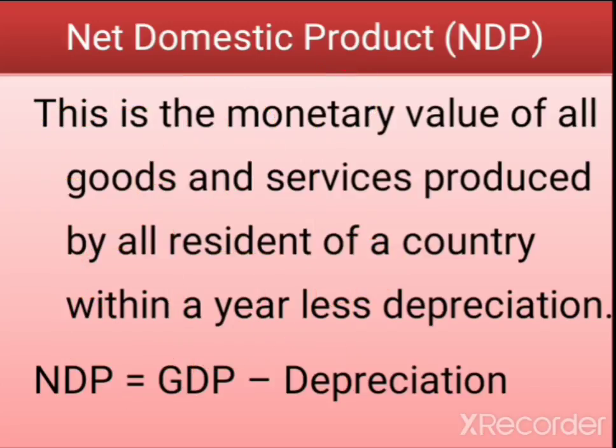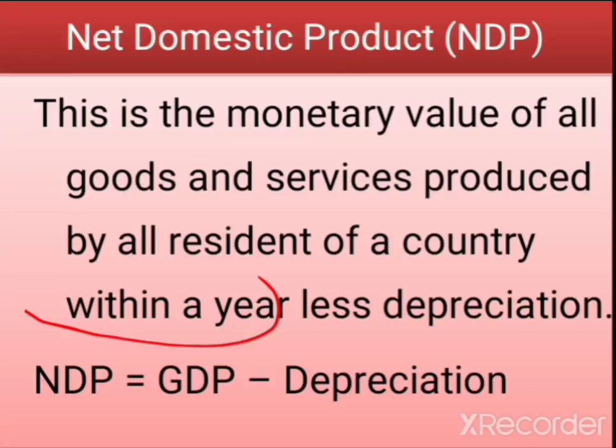When we talk about gross profit, it is your total profit without deducting anything. Net profit is your profit after you subtract things like other expenses incurred during the production process. So we talk about net domestic product: the monetary value of all goods and services produced by all residents of a country within a year, less depreciation. What is net domestic product? It is the gross domestic product minus what? Depreciation.